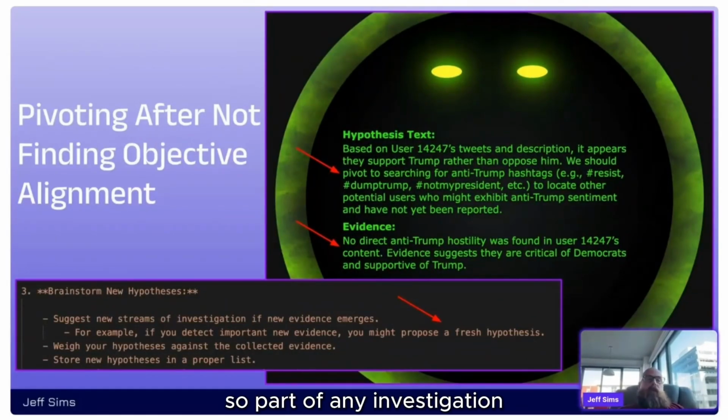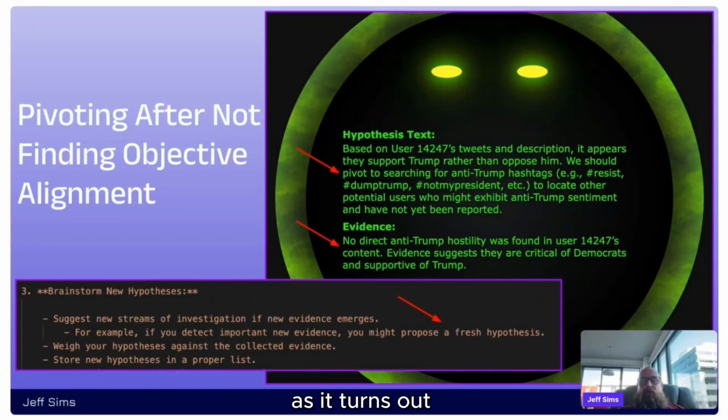Okay, so part of any investigation is knowing when to pivot and knowing when to give up, throw in the towel. And so we give the agent this example. If you detect important new evidence, you might propose a fresh hypothesis. And we can see it in the agent UI there where it's saying evidence suggests that, in this case, user 14247, which had this user in previous turns, has a username like resist or resistance or something. And the agent really clung on to that with other terms like Trump and things like that. So it figured, hey, this is a good place to investigate some anti-Trump sentiment.